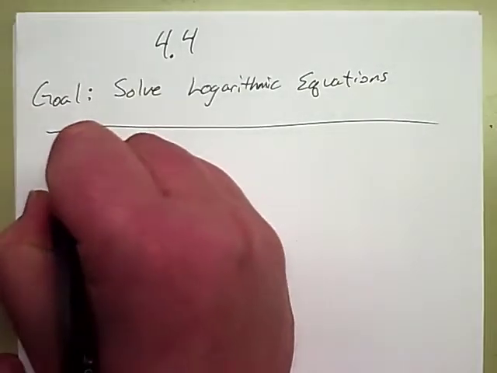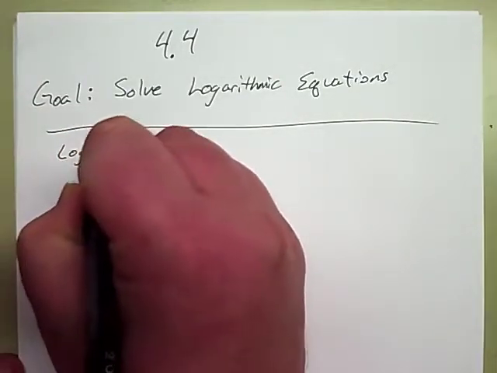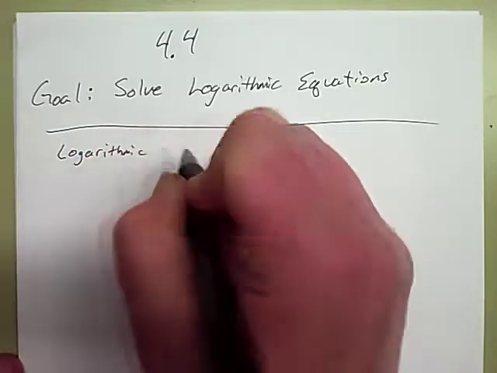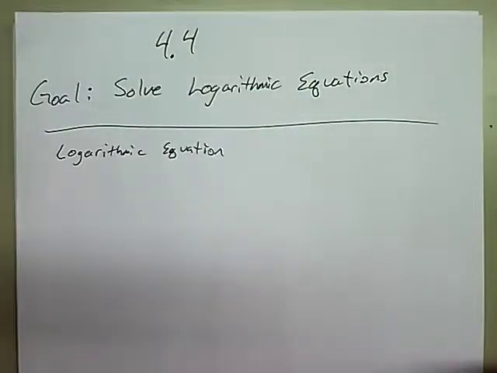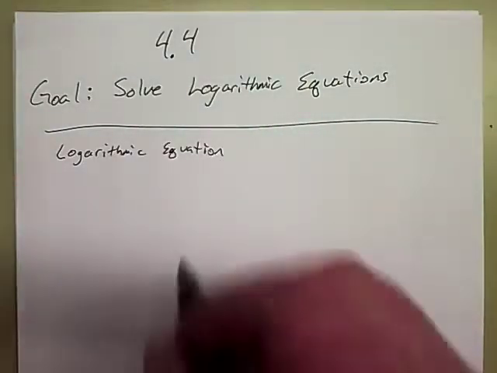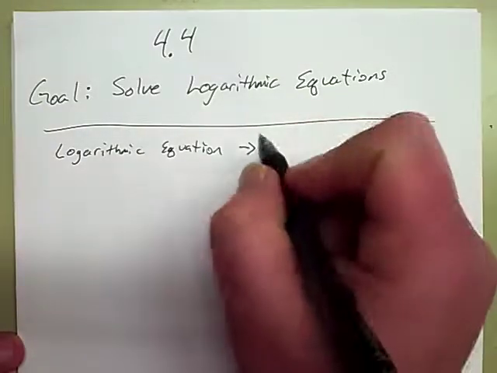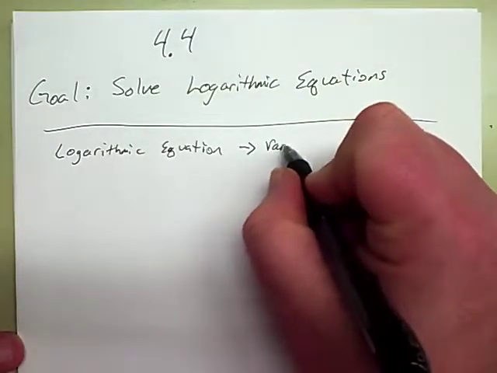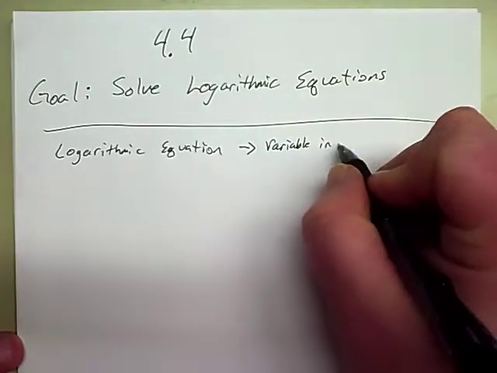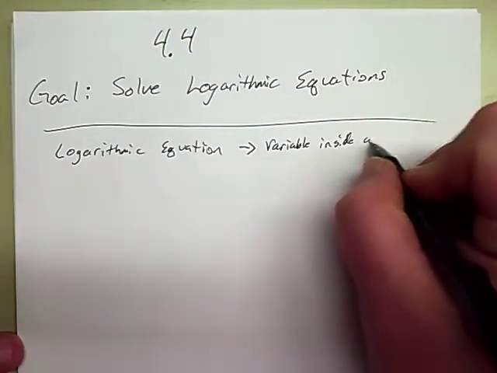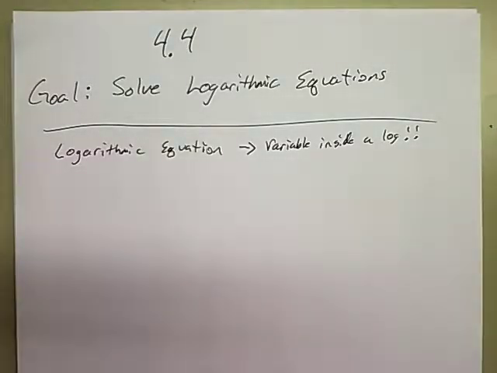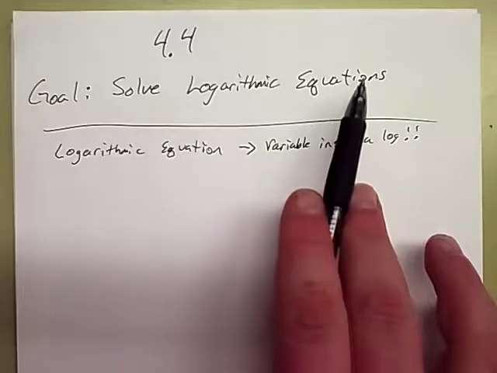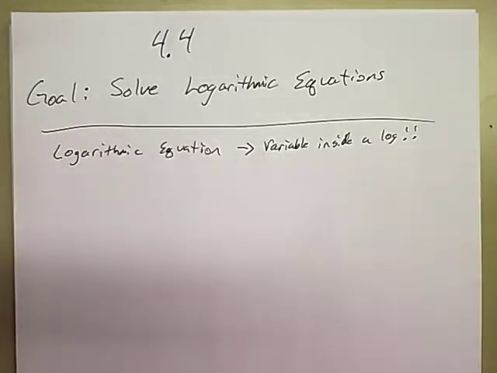I just want to make sure that we are 100% certain what it means to be a logarithmic equation. It simply means there's an equation where there is a variable inside a log. So there's going to be an equation that has a variable inside of a logarithm. There's an equal sign and a variable inside the logarithm.